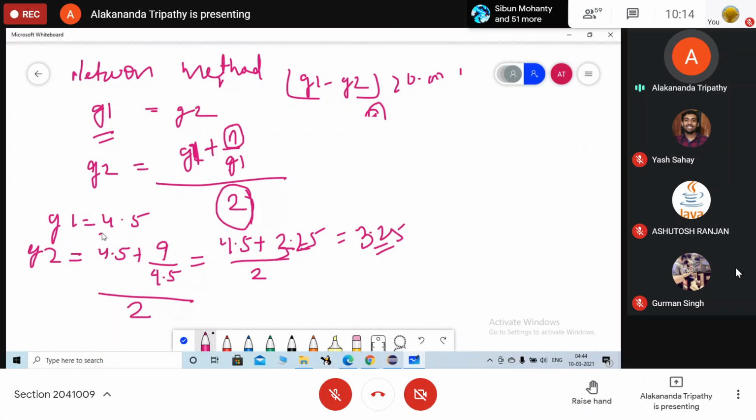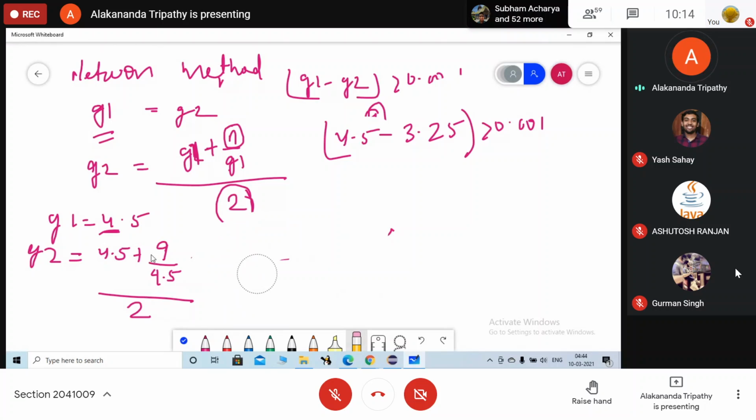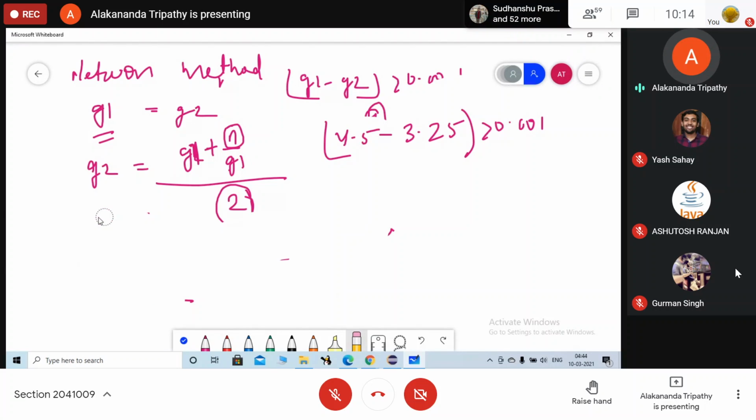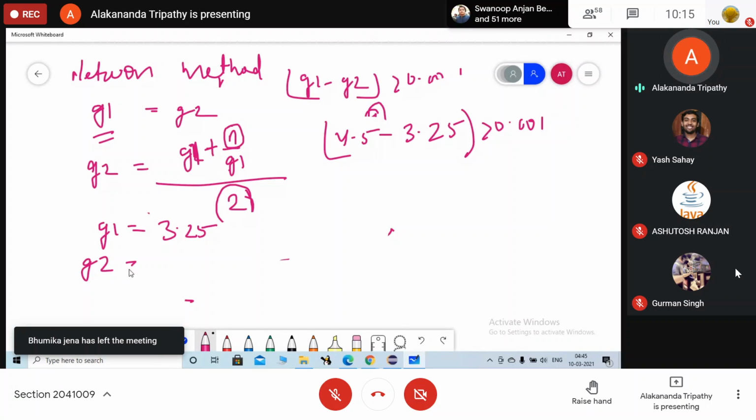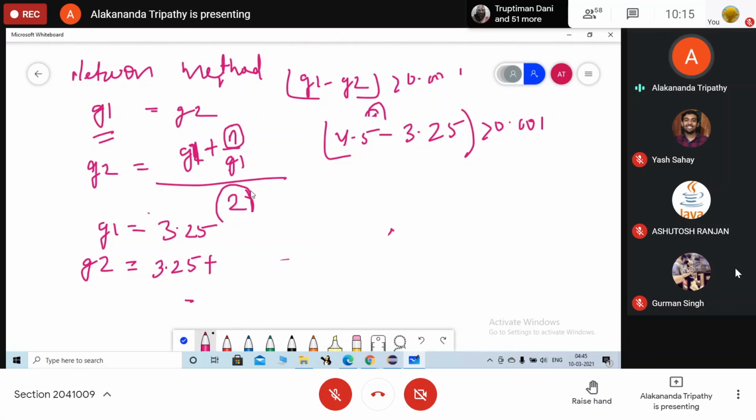So what is the value of G1? 4.5 minus 3.25. So what will be the value? Is it greater than 0.001? Yes, ma'am. So we need to go one more step. So when we cover another step, G1 is equals to 3.25 and G2 is equals to 3.25 plus what is the value of n?